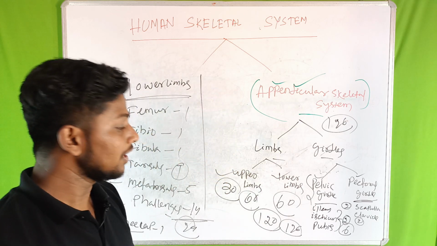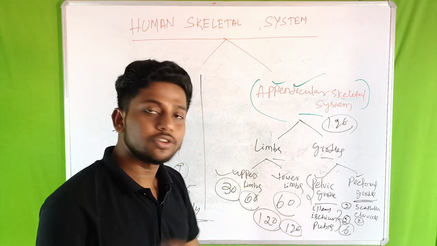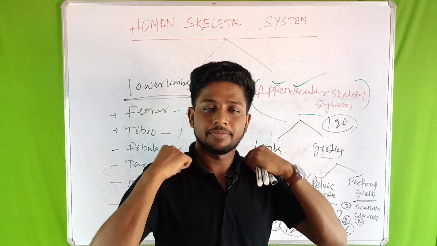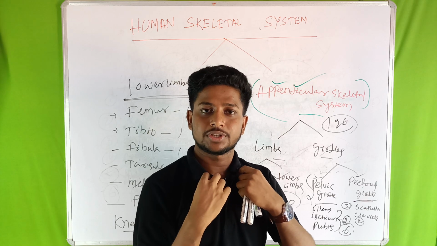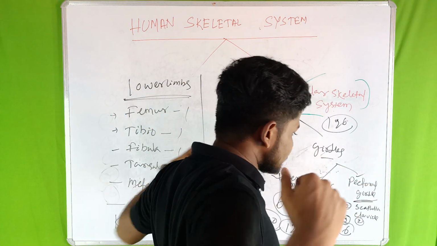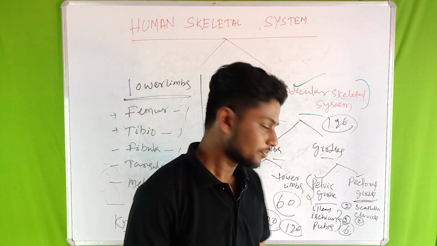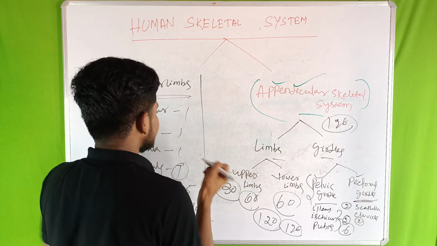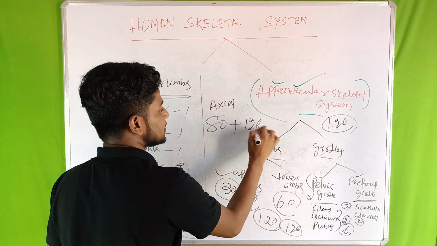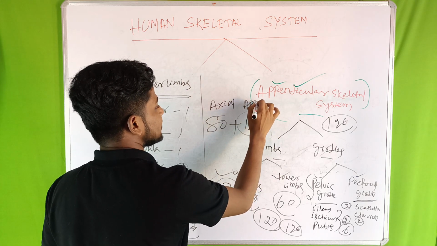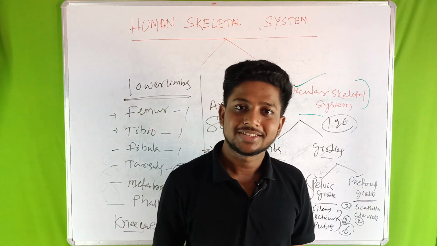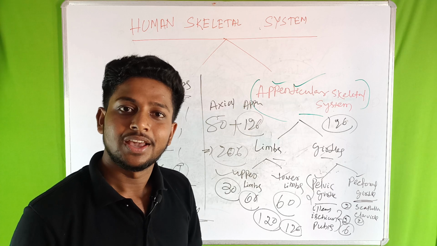Girdles: the pelvic girdle is called ilium, ischium, pubis. They are joined to form two bones. And the pectoral girdle means these two bones. They are also called beauty bones. This is called the clavicle, and on the two sides, the two bones are called the scapula. Okay. Completed. This is 80 of the axial skeletal system and 126 of the appendicular skeletal system. Okay, completed 206. Okay, guys, 206 completed.